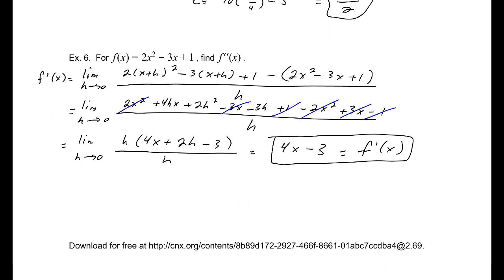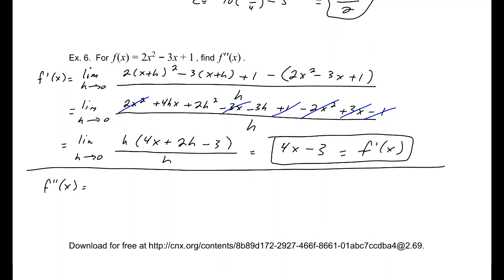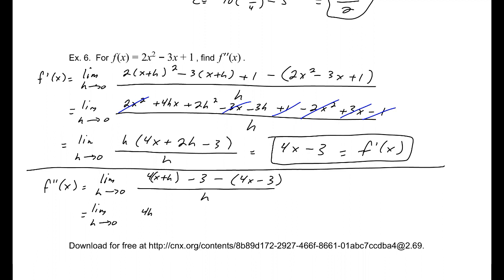All right, so to find f double prime of x, we're going to start with f prime of x, that function, and do the same idea. So the limit as h goes to 0 of f of x plus h, that is 4 times x plus h minus 3, minus 4x minus 3, over h. Okay, well, that'll be a 4x and a 4x. Those cancel out. So we get a 4h. And actually, the 3 cancels out. 4h over h. And so our limit is going to be, once those cancel out, 4. So f double prime of x equals 4.